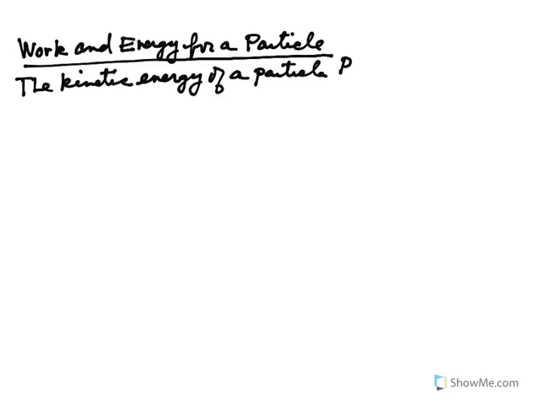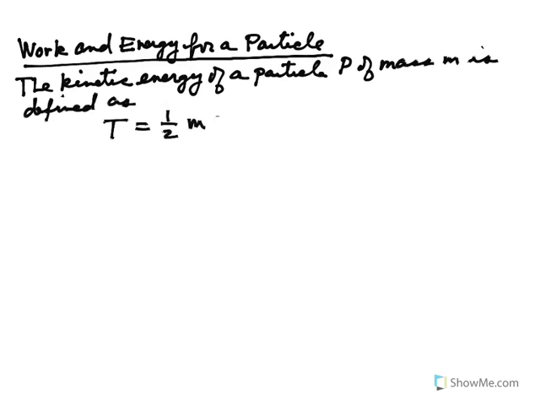The starting point for this lecture is as follows. The kinetic energy of a particle P of mass m is defined as T is equal to 1/2 m v^{P/I} dotted with v^{P/I}, where I is an inertial reference frame.